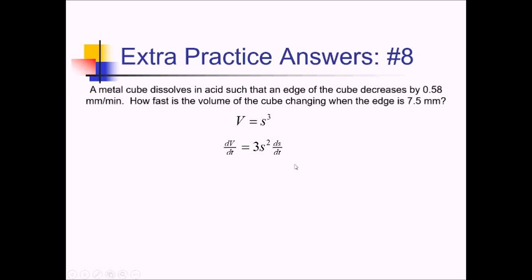All right, so we're ultimately trying to solve for dV over dt, because they said how fast is the volume changing. So that means we need to know what s is and also ds over dt. Well, s is the edge of the cube, the length of that at this specific point in time, and that appears to be 7.5, they told us. So we'll plug that in for s, and for ds over dt, that's the rate of change of that edge. They said that the edge was decreasing by 0.58 millimeters per minute. Well, if you're decreasing by 0.58, then we should probably put negative 0.58 in there. And now I'll just multiply all this out on the calculator.